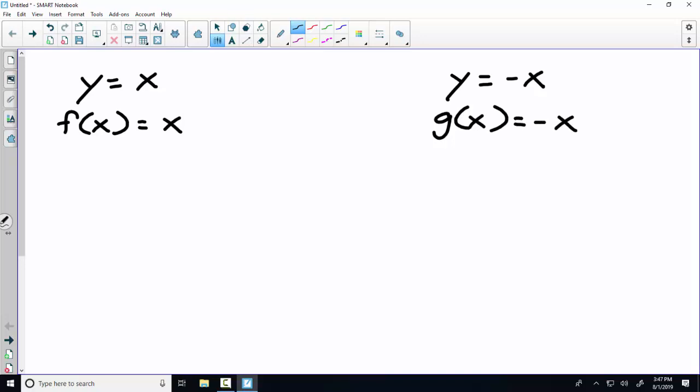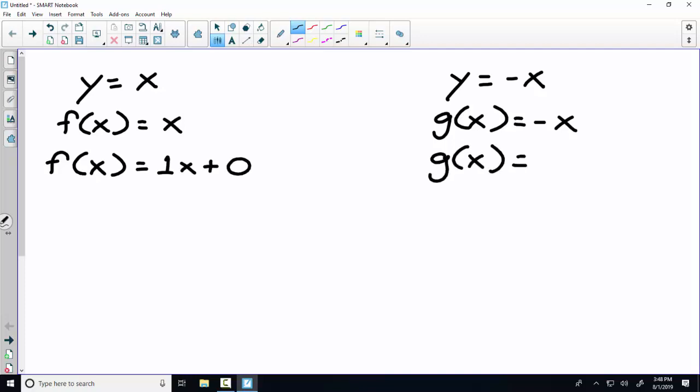And they can actually be written in a form that we're more familiar with, slope-intercept form, by writing it like this. But you won't often see them written in this more comfortable slope-intercept form. You'll see them written in one of these two forms.